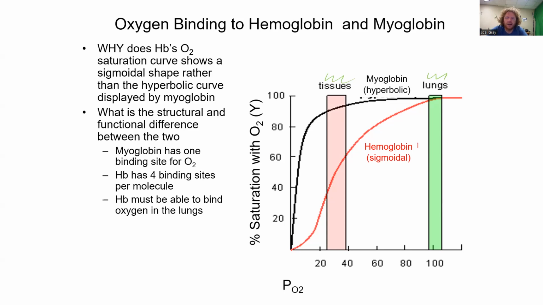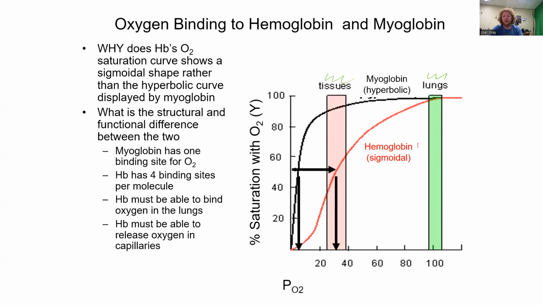Hemoglobin must be able to bind oxygen in the lungs, and it must be able to release oxygen in the capillaries. So hemoglobin wants to bind oxygen in the lungs, where there's a lot of oxygen, but then release it when it gets to the tissues, where the O2 concentration is fairly low. More than that, the shape of that curve goes to show that the different subunits of hemoglobin are going to play with one another a little bit differently, and play with O2 in the environment a little bit differently.